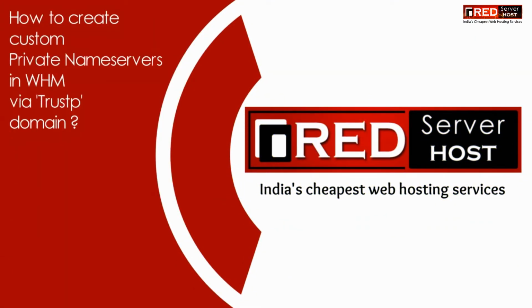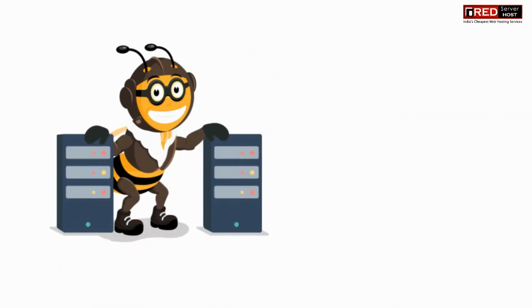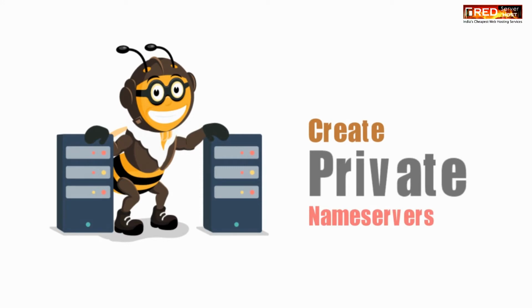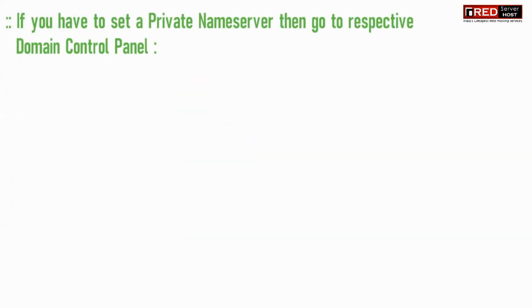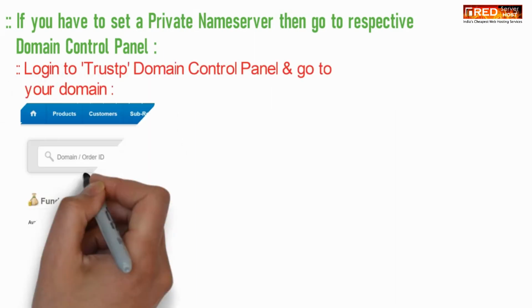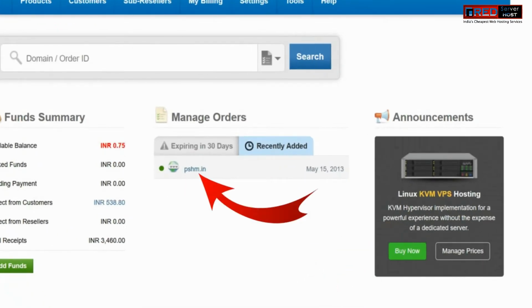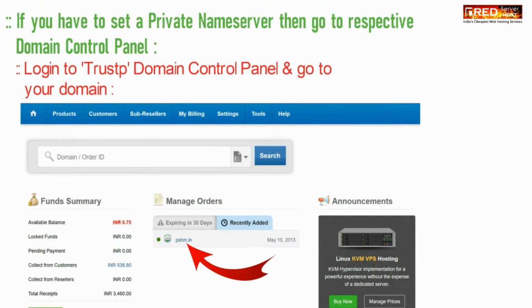Today in this video we will learn about how to create custom private name servers in WHM via TrustP Domain Control Panel. For that, log into your TrustP Domain Control Panel and then click on the domain name.